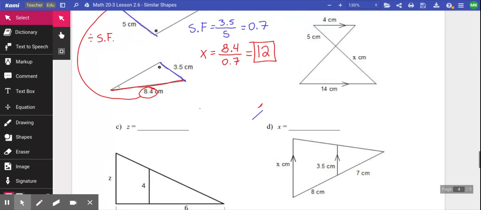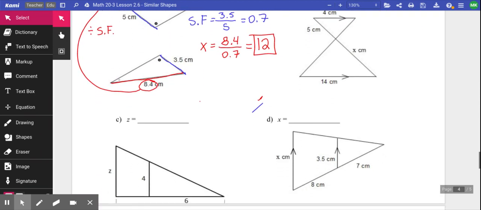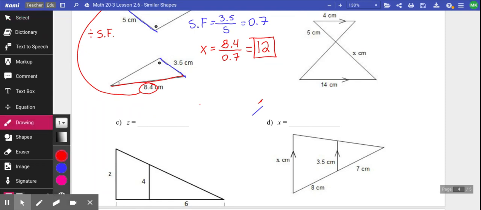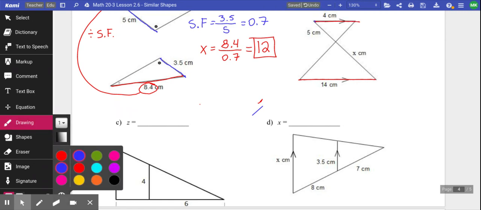Okay, do these last 3 on your own. I'll wander around so you can ask questions. If you're looking for similar sides, I'll color them in for you. So for us, this 14 corresponds to this 4. This 5 corresponds with this x.